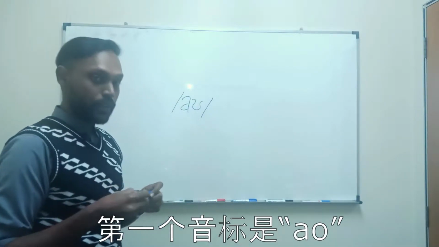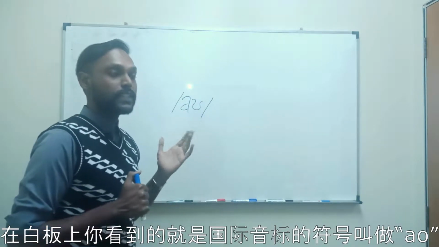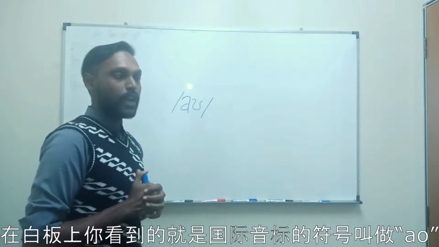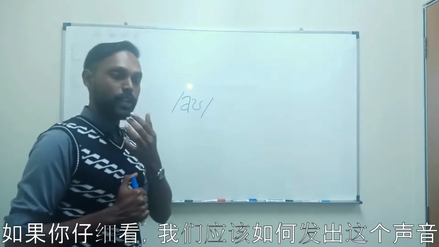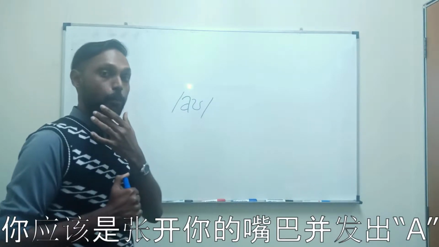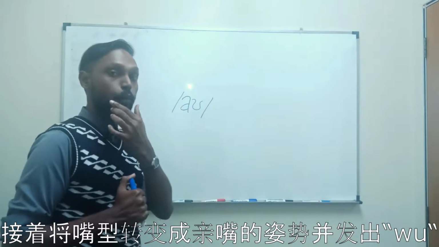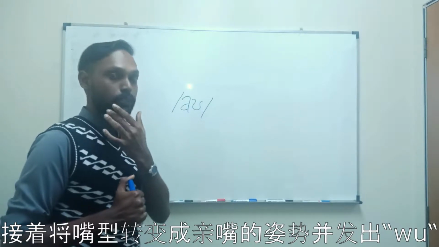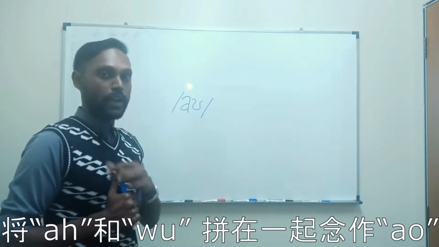ow. So if you look at the board, this is the phonetic symbol that we use to represent the sound ow. If you look closely, how do we make the sound? We have to widen our mouth, and then we have to pucker our mouth into a kissing pose. So you say that together, ow.